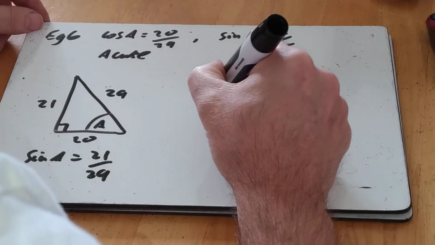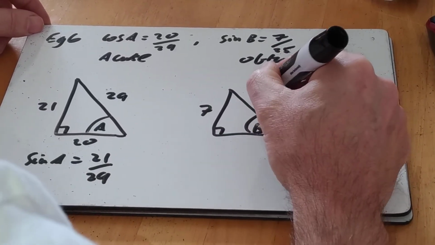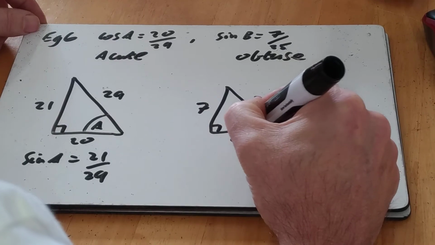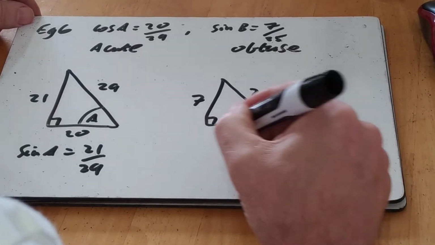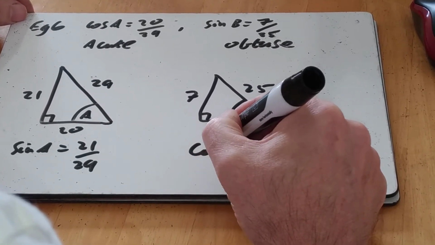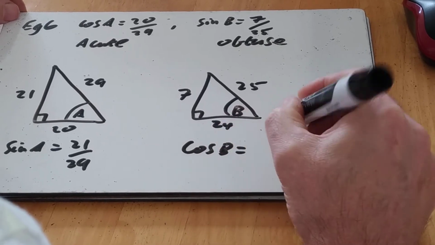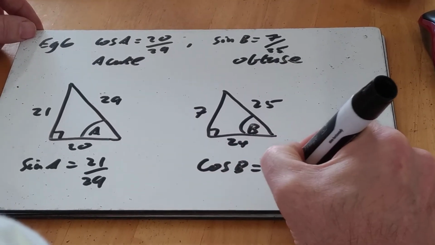Sine B, opposite over hypotenuse, 25. By Pythagoras, the adjacent side is 24. Which means that in this triangle, cos B, adjacent over hypotenuse, will be 24 over 25.